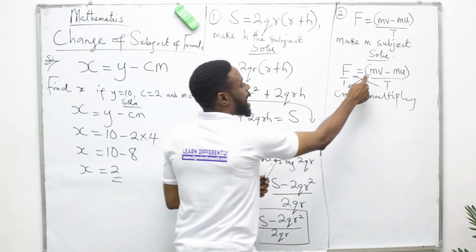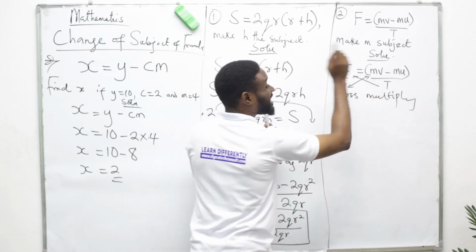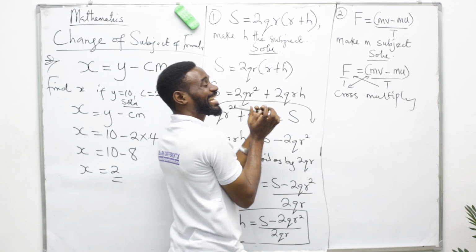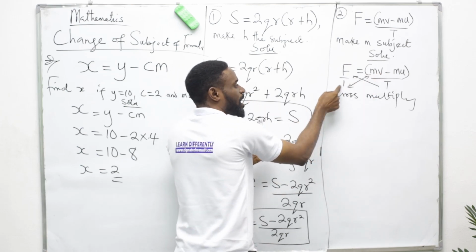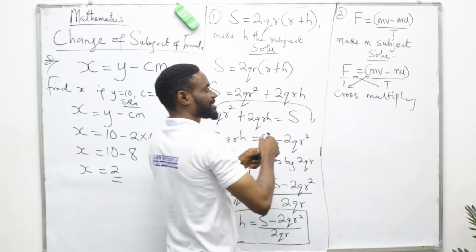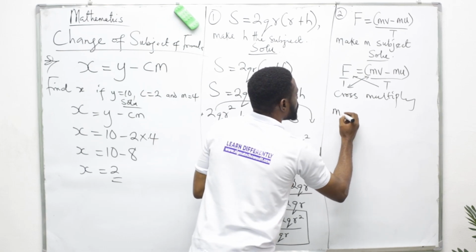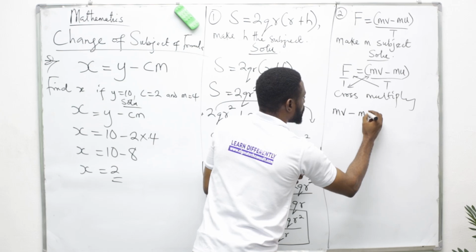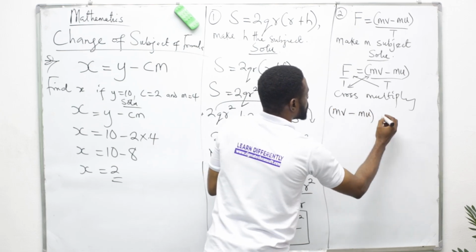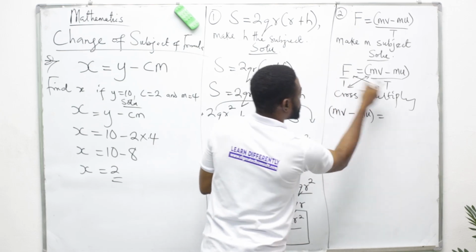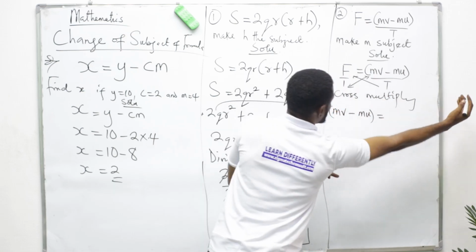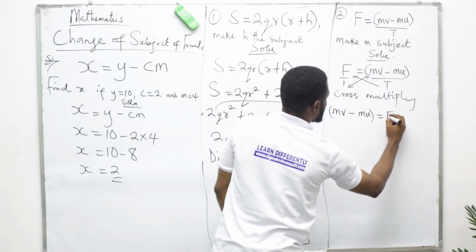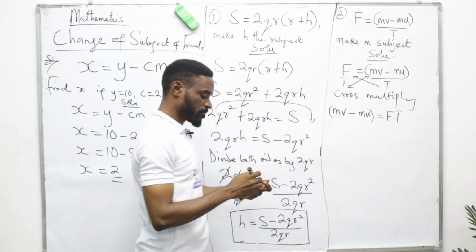Okay? So mv minus mu is an entity. So they are multiplying 1. Anything multiplied by 1 is that thing. So we have mv minus mu, which is equal to f times t. F is going this way now, so that f will now go to this side and give us ft. Are you with me? All right.